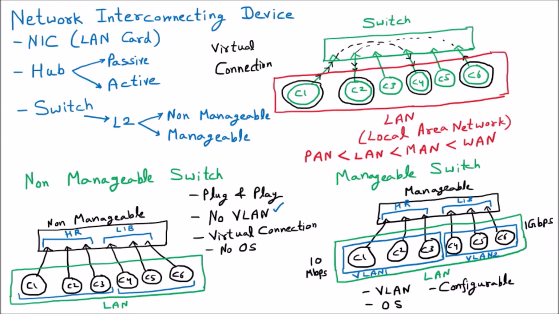But there is one problem also. There is one major problem with the manageable switch, and that problem is that we have created two virtual LANs, means the 60 students were there.